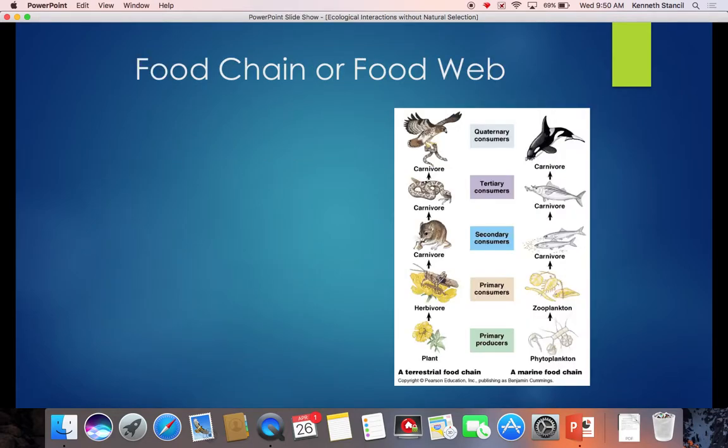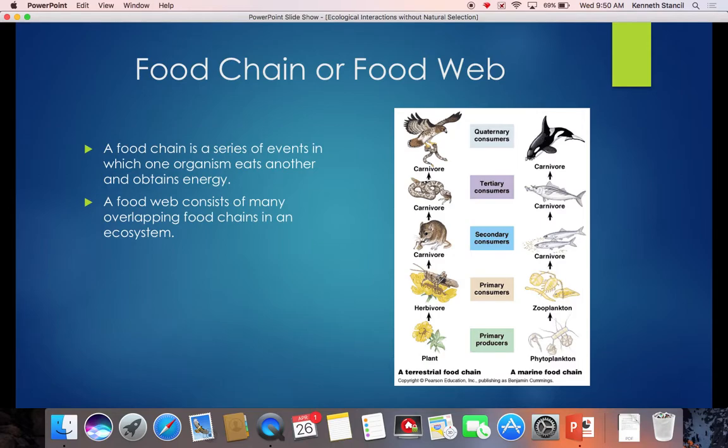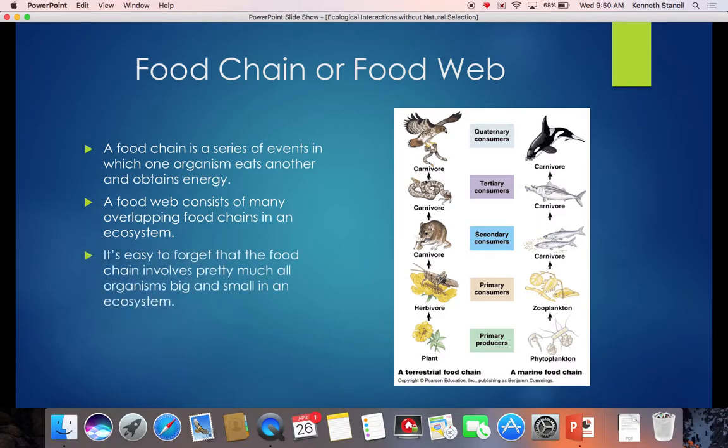Food chain or a food web? A food chain is a series of events in which one organism eats another and obtains energy. A food web consists of many overlapping food chains in an ecosystem. It's easy to forget that the food chain involves pretty much all organisms, big and small, in an ecosystem. There are levels, okay, of hierarchy.